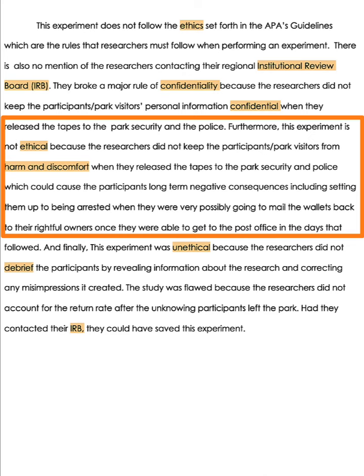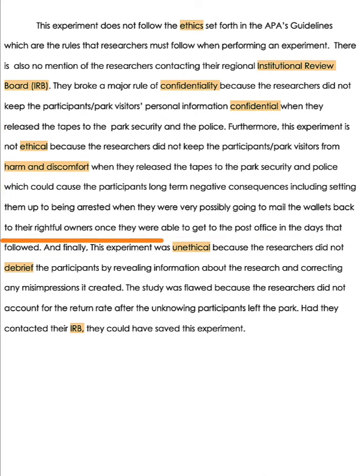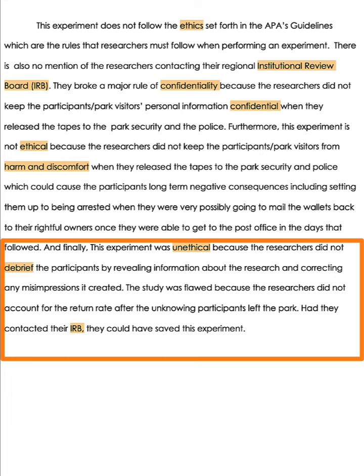And finally, this experiment was not ethical because the researchers did not debrief the participants by revealing the information about the research and correcting any misimpressions that it may have created. The study was indeed flawed because the researchers did not account for the return rate after the unknowing participants left the park. Had they contacted their IRBs, they could have saved this experiment.